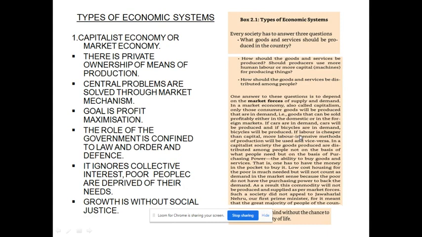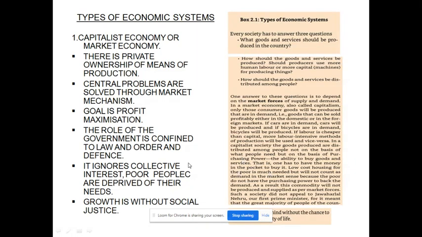The method that will be used, that is, how the goods should be produced: if labor is cheap, labor intensive methods will be used. Because the capitalist society always wants to maximize, the producers want to maximize their profits. So they will go in for those goods and those techniques which maximize the profits. So far as distribution is concerned, the goods produced are distributed among people not on the basis of what people need, but on the basis of purchasing power or the ability to buy the goods. So one who has the money can buy the goods.